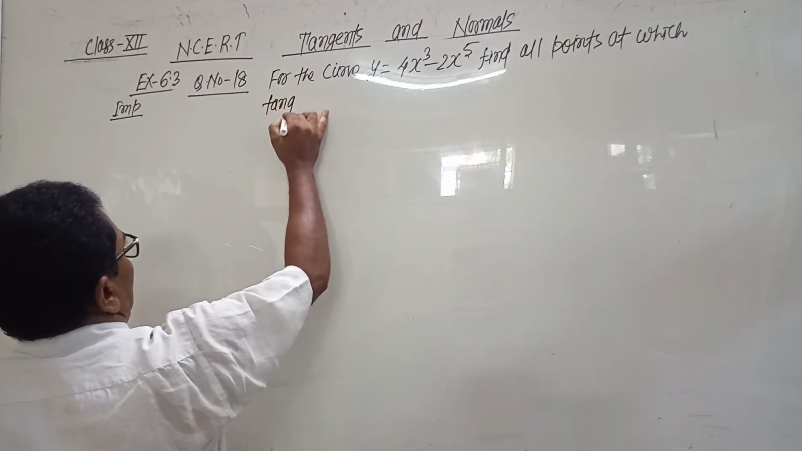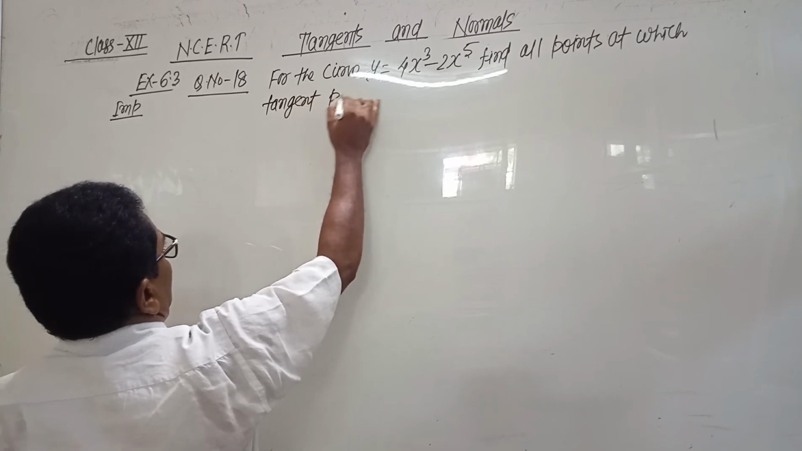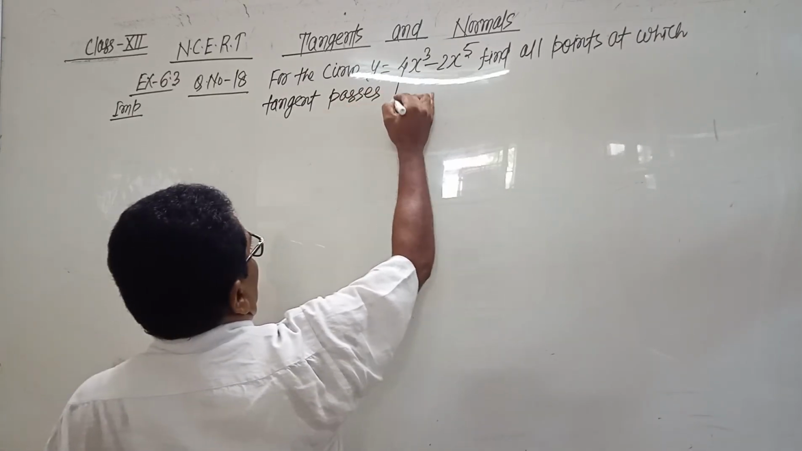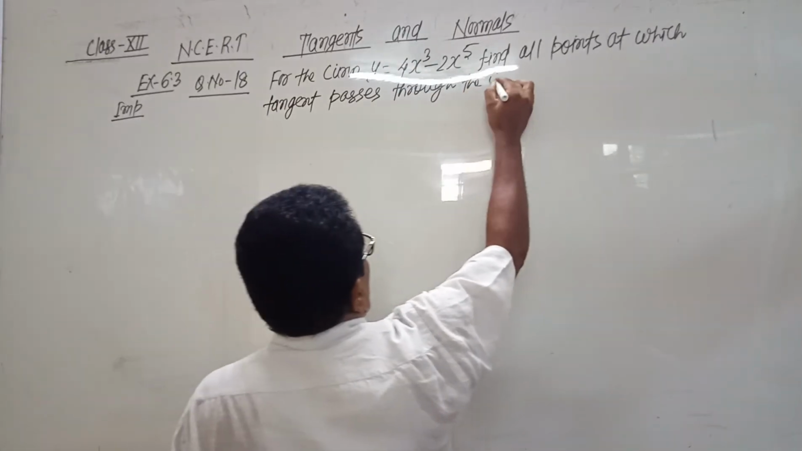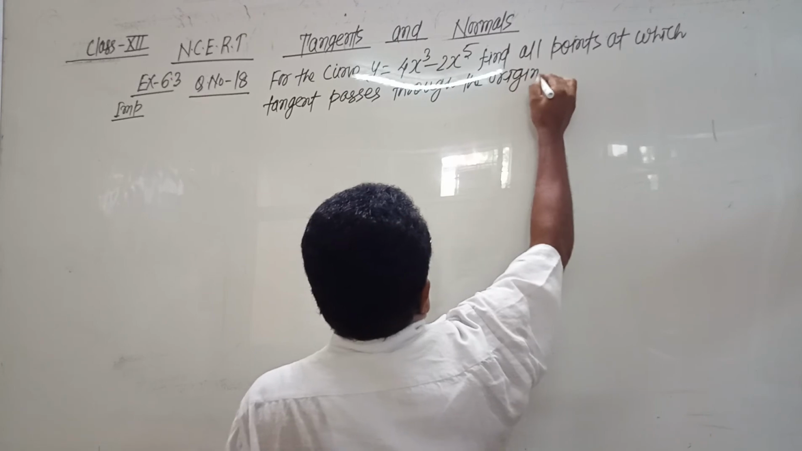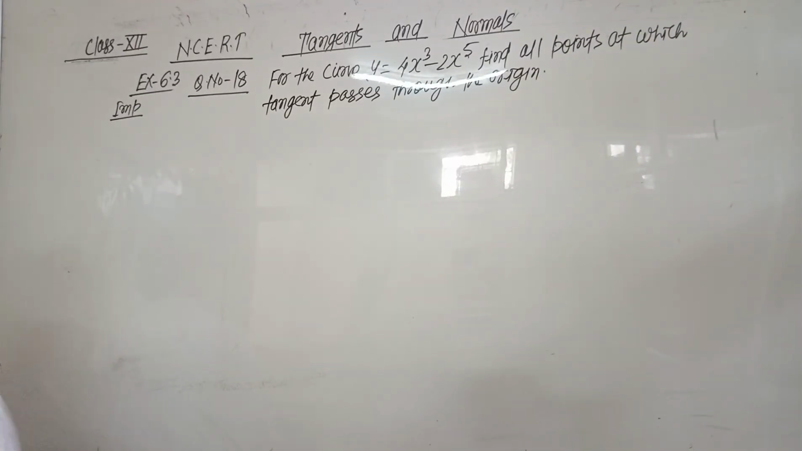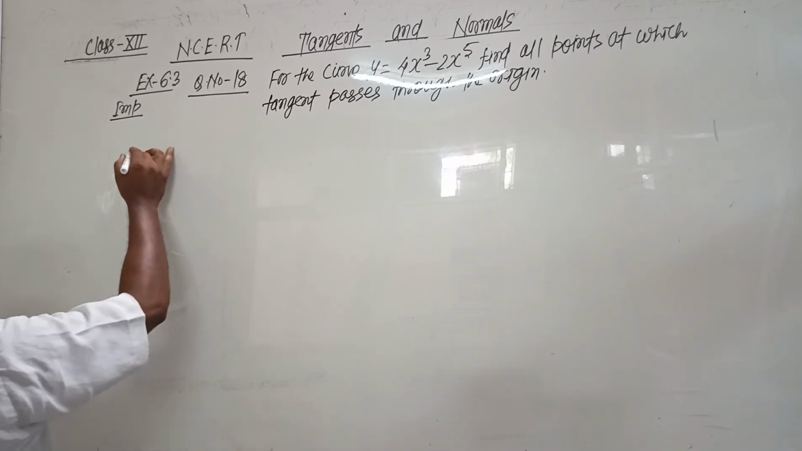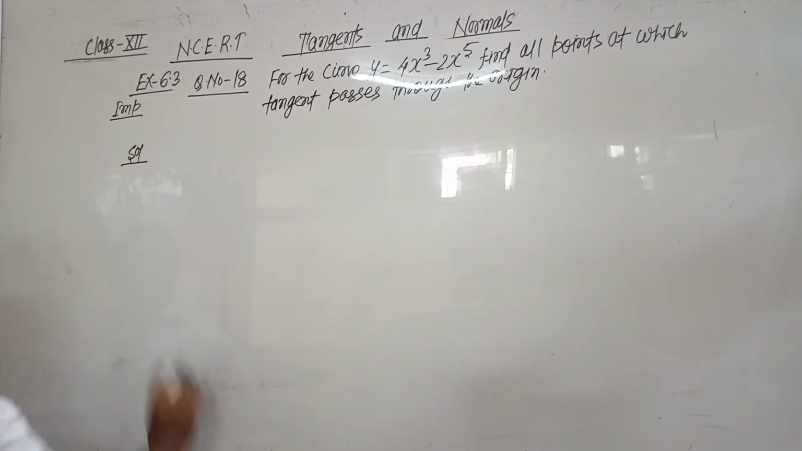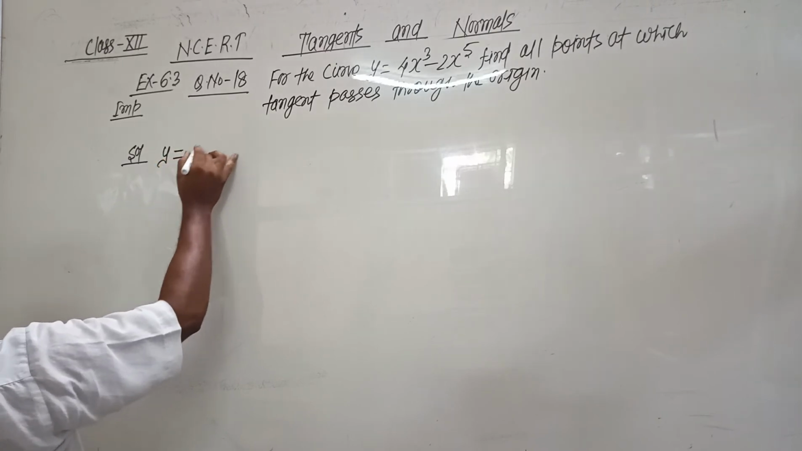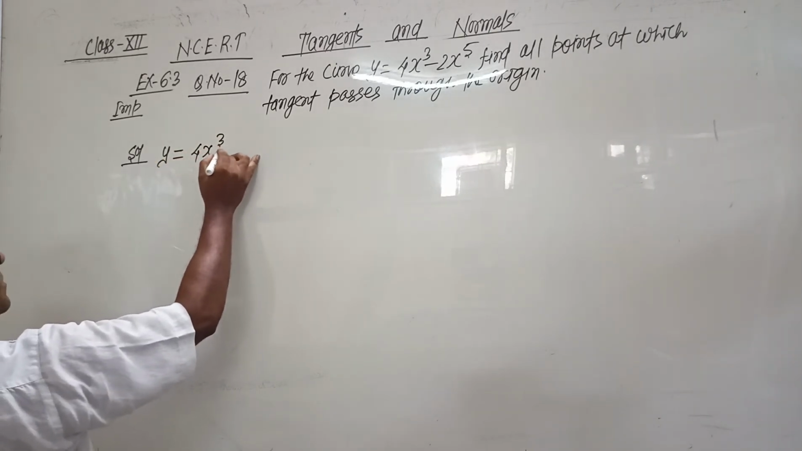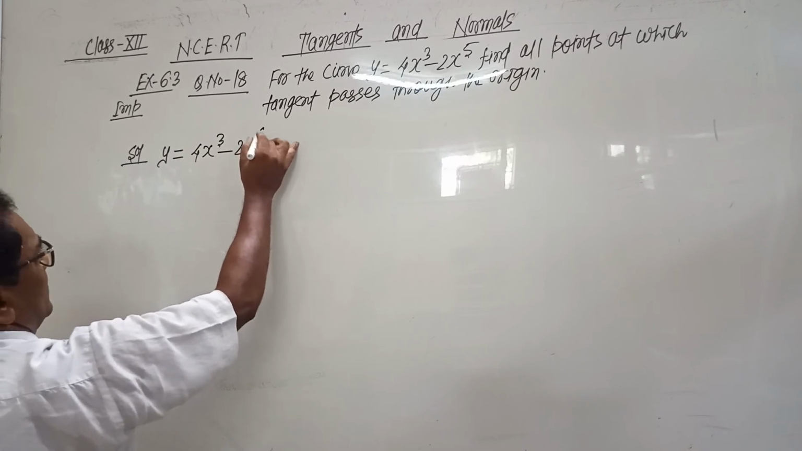At which the tangent passes through the origin. One of the important questions from the examination point of view. So firstly, we find the slope. So y equals 4x cube minus 2x raised to the power 5.